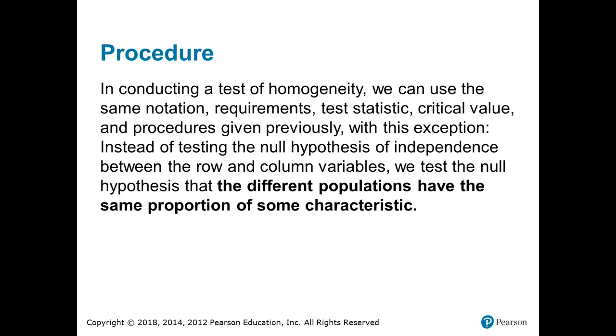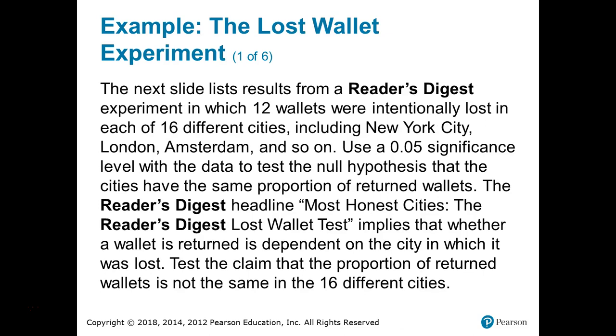So let's look at a good example. So the procedure would be that we are doing the same notation requirements, test statistics, critical values as before, but instead of testing the null hypothesis of independence, we test the null hypothesis that the different populations have the same proportion. Okay, note the difference. So let's look at an example.